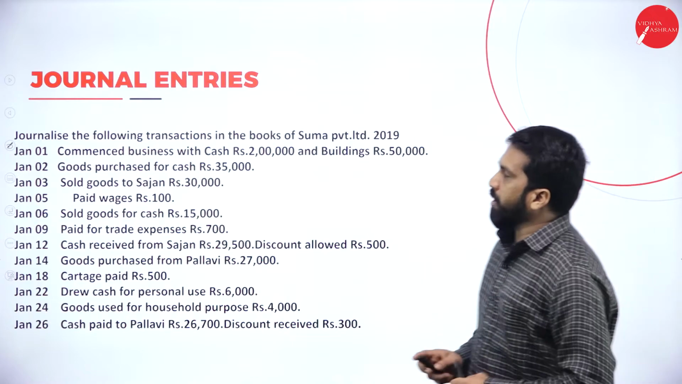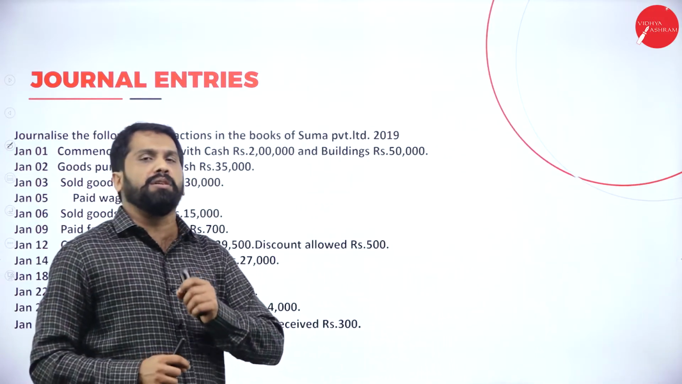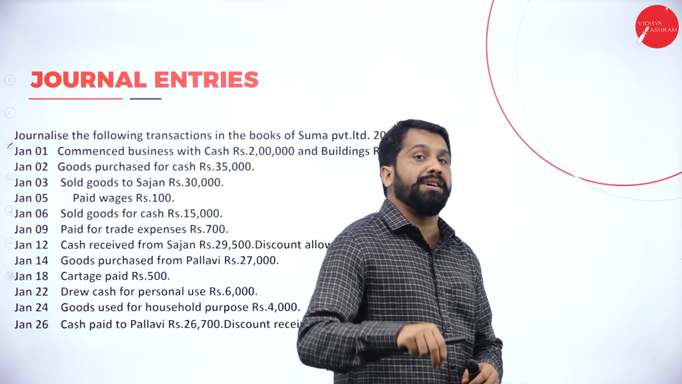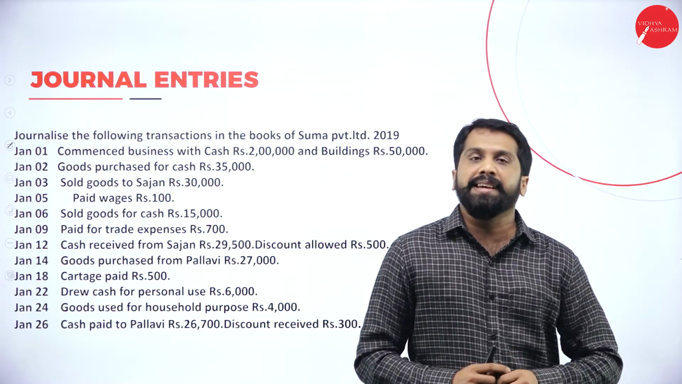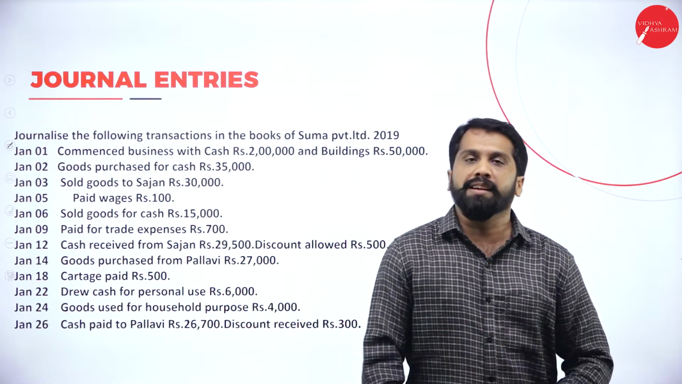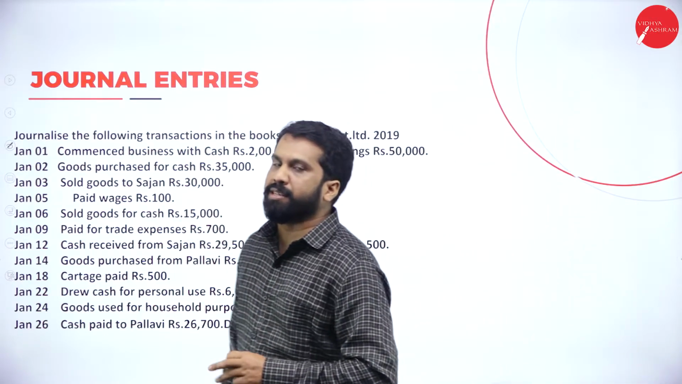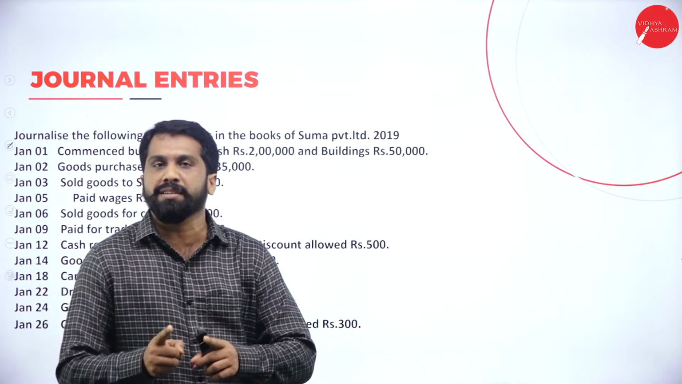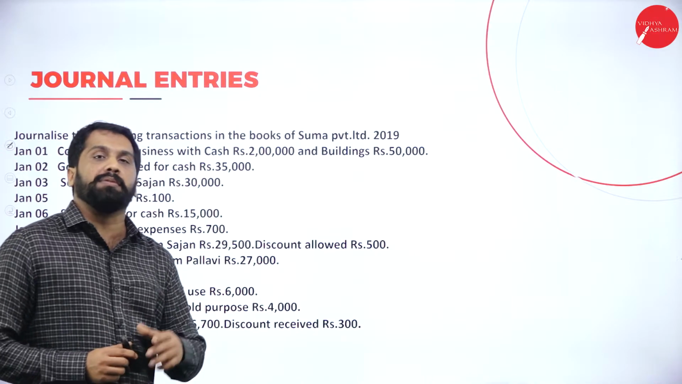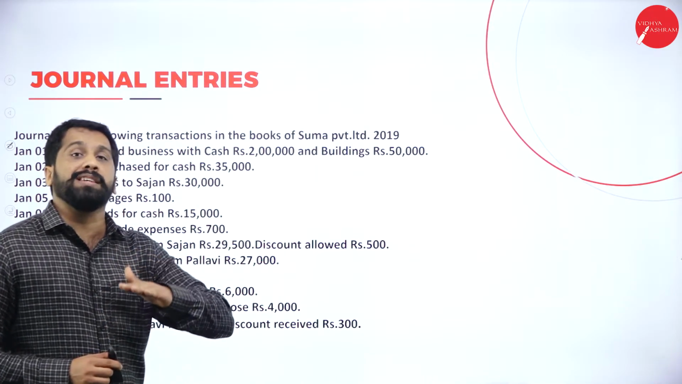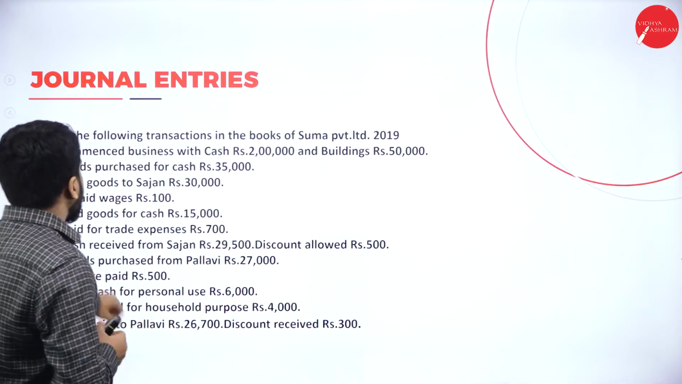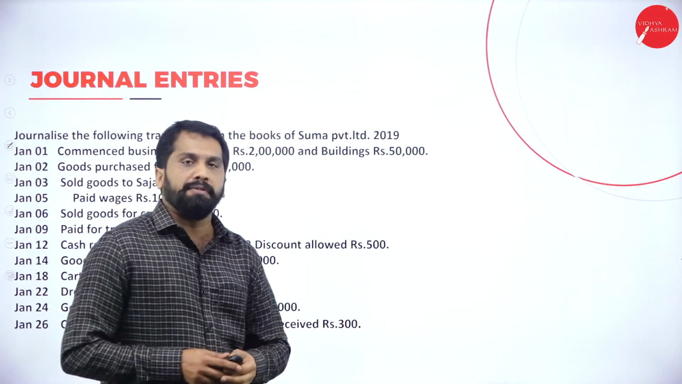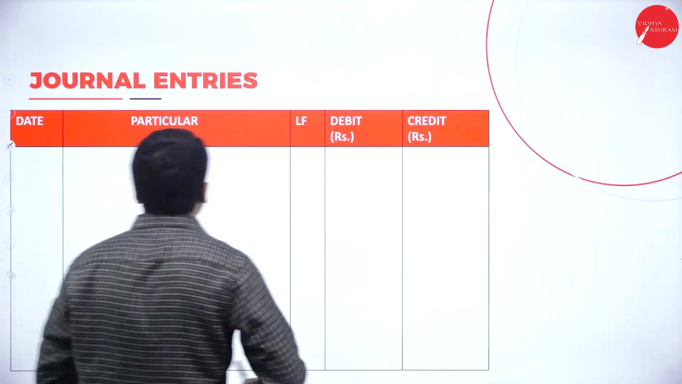Now, first one, always remember, first journal entry always capital. If you want to start a business, you have to invest. That investment we call it as capital. For example, if somebody has started business, what you will ask? What is your capital? Capital means how much you invested. Clear? Now, capital comes means capital always up or down. Capital always down. Clear? Yes. Now, commenced business with cash, rupees 2 lakh, building 50,000. Capital is down means very simple.